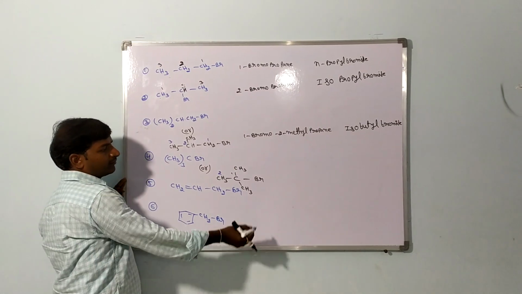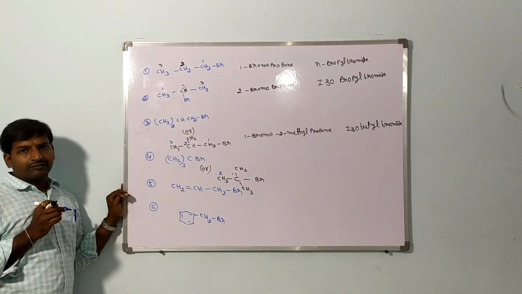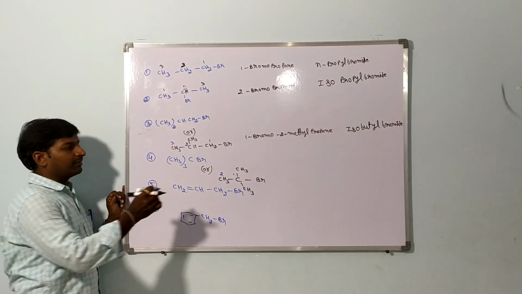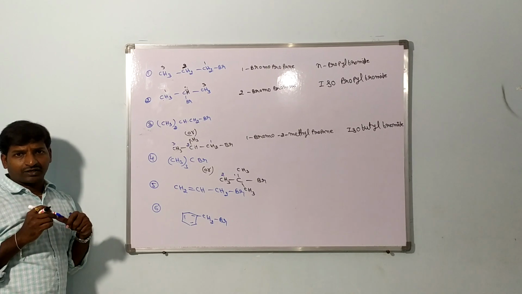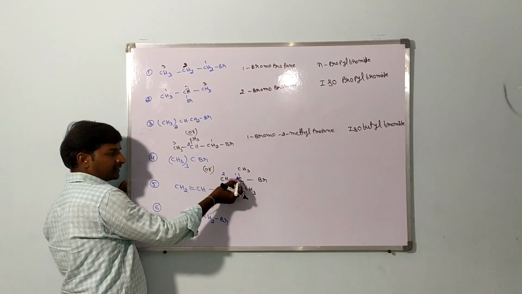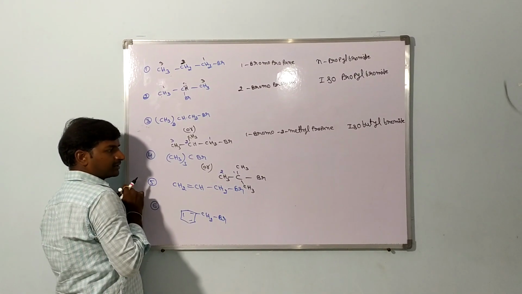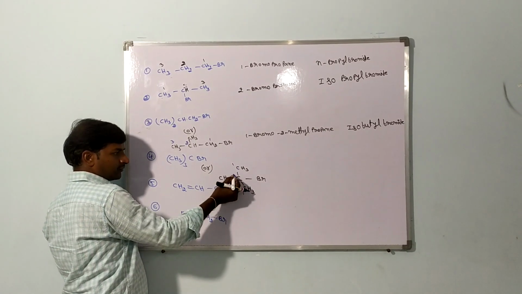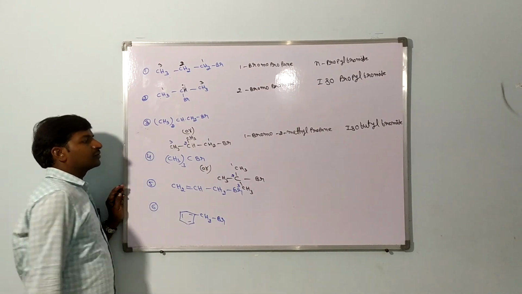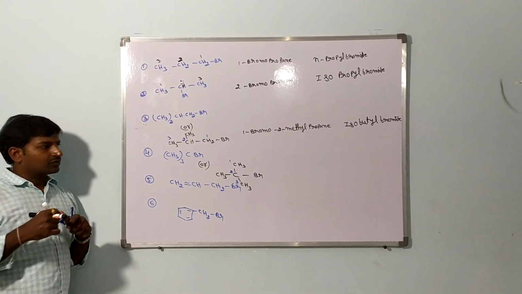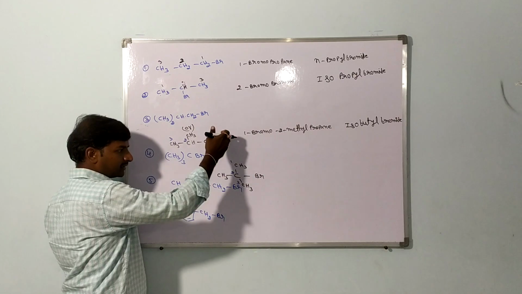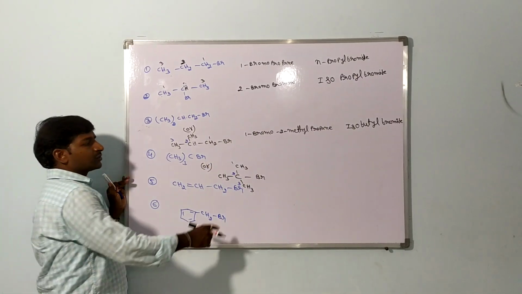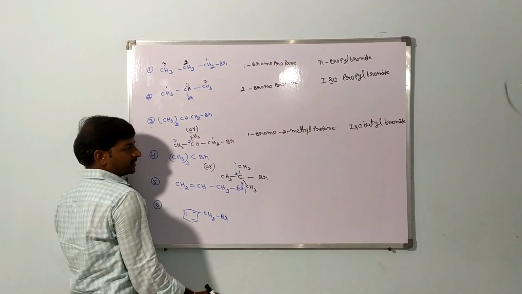So while we are giving the numbering, the main chain should have the maximum number of carbons. So if you are giving numbering like that, the main chain contains only 2 carbons. Otherwise if you are giving the numbering like this, the main chain contains 3 carbons. So that's why you have to follow the numbering from top to bottom, means vertically you have to give the numbering. So second position methyl is present, bromine is present.